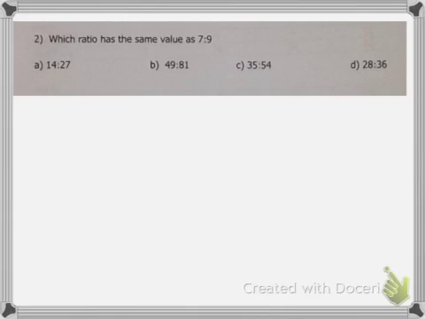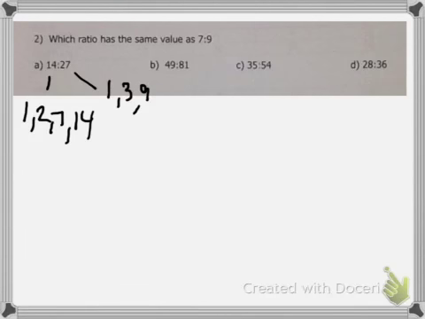Number 2, which ratio has the same value as 7/9? Well, we're going to have to reduce our fractions to put it into lower terms. 14 and 27 do not have any common factors. My factors of 14 are 1, 2, 7, and 14. The factors of 27 are 1, 3, 9, and 27. So I can't reduce this any further. It's already in lower terms, and it's not the same as 7/9, so this does not have the same value.